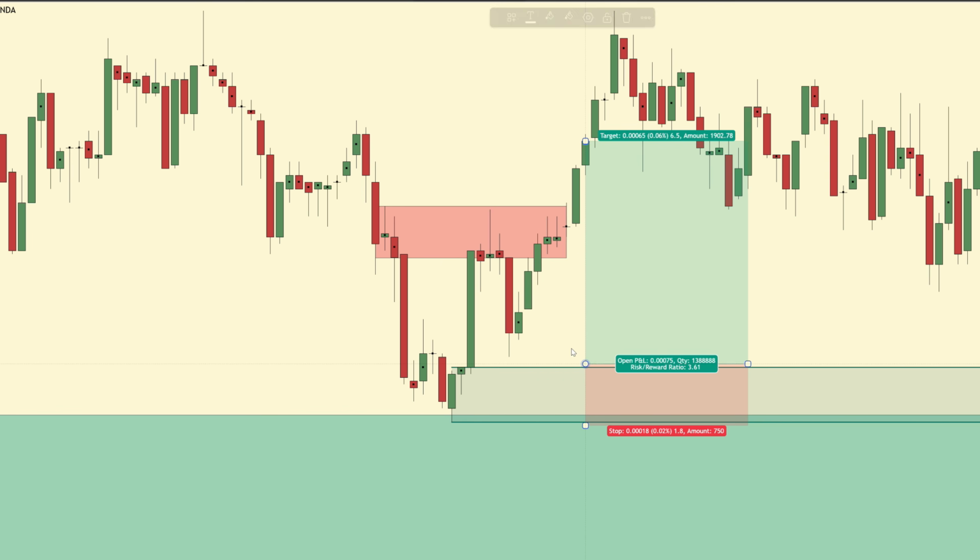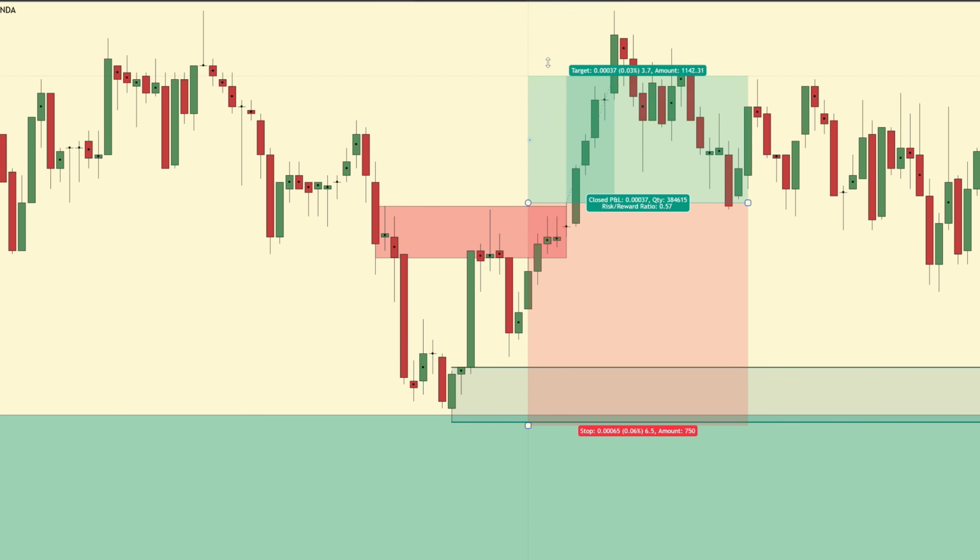And instead of waiting for a pullback, we are simply placing a buy stop up here, which is a breakout order, meaning when price pushes up and breaks it, we'll be filled. Right there. It's a breakout order. And where's our stop loss going to be? Not here, not here. It's going to be tucked under the zone like that.